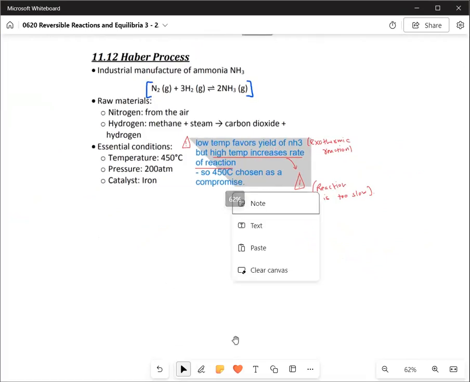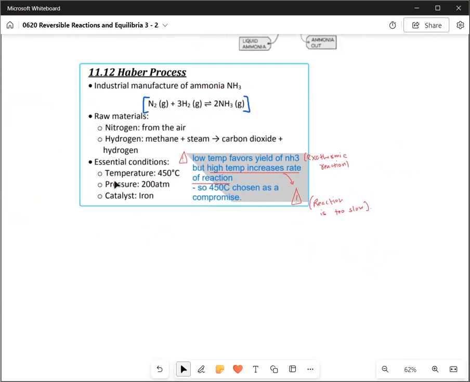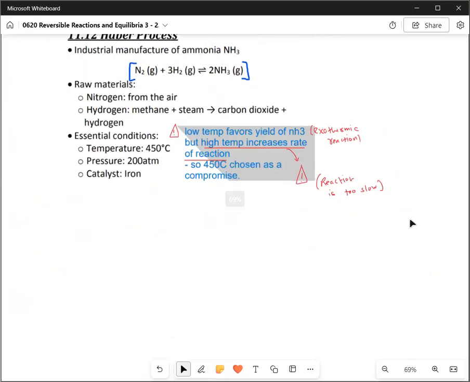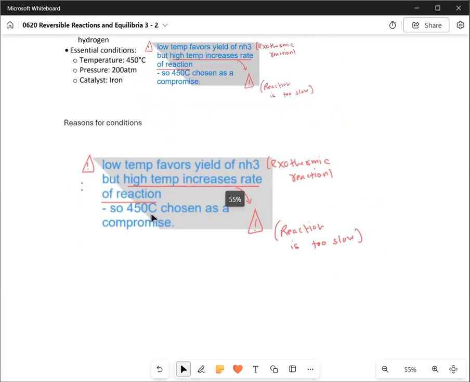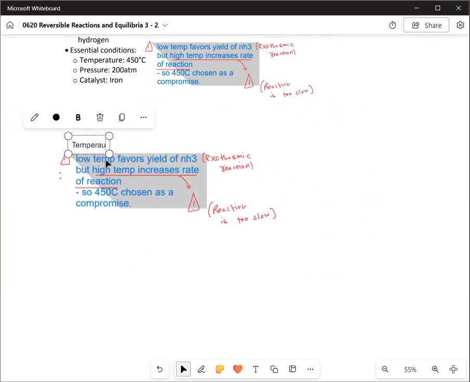Done. Now after this, you have one more thing. Let's see. You have the temperature, right? What about the pressure? Let's focus on the pressure now. So these are the reasons, the reasons for choosing these conditions. Let's write it down: reasons for conditions. That's for the temperature. Done. Now what is left? The pressure.